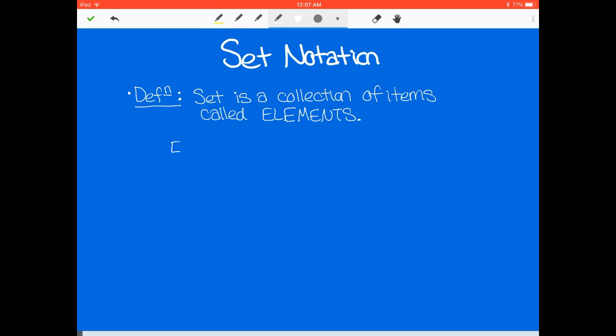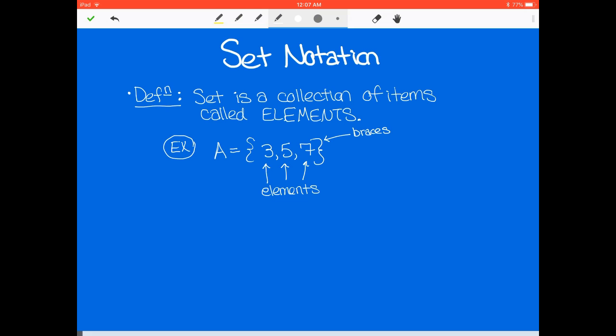So let's look at an example. What does this mean? This is an example of how we write a set. These little curly things, there's one at the beginning and one at the end, those are called braces. And braces signify, or are the notation for, a set. The parts of a set are called elements.